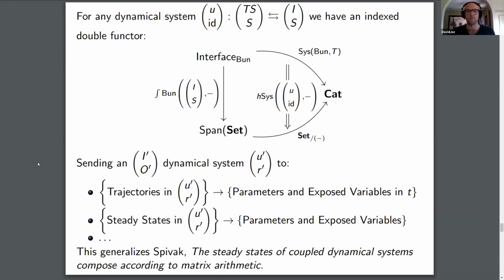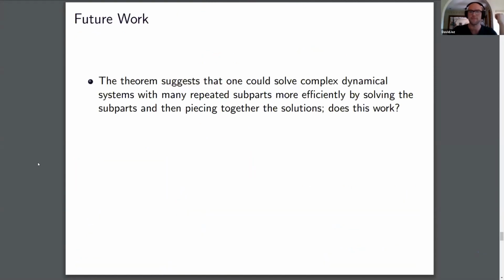If you choose it to be a single point, you get steady states. If you choose it to be a circle, you'd get periodic orbits, and so on. And so this generalizes David's work to a number of other things, and it's actually entirely formal. So pretty happy with it. So I'm just going to end now with some future work.